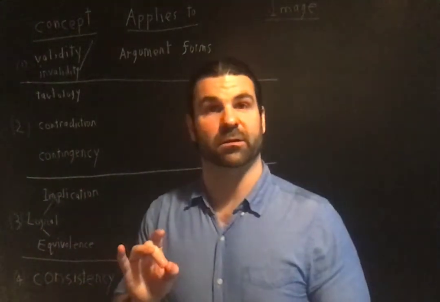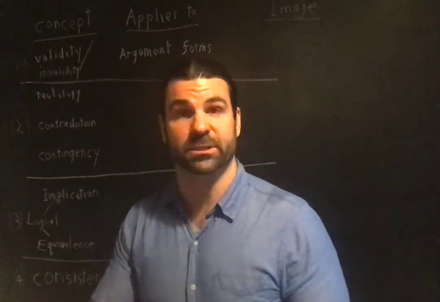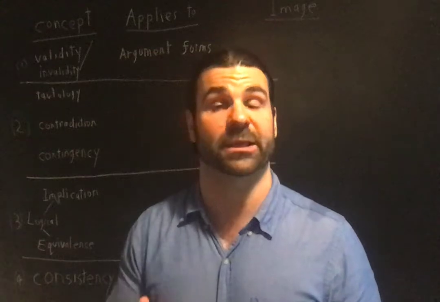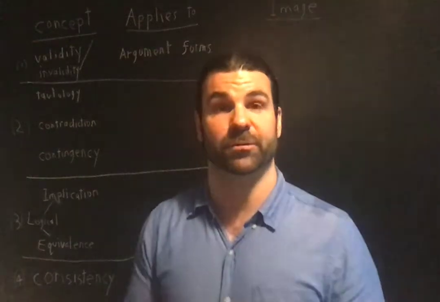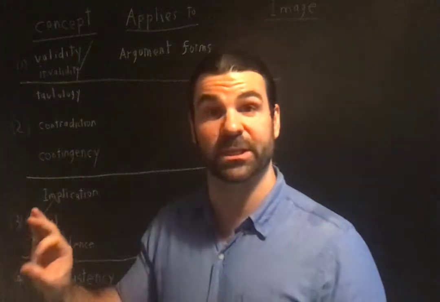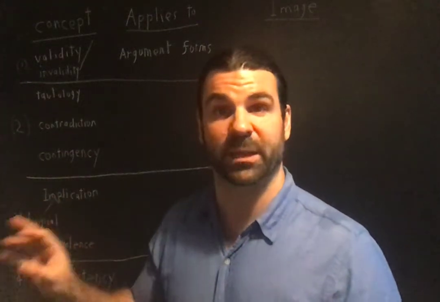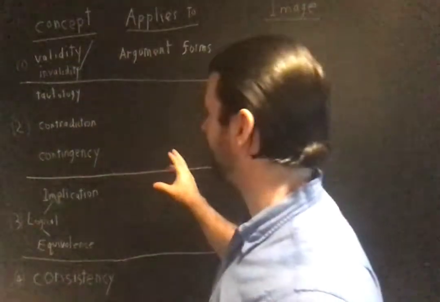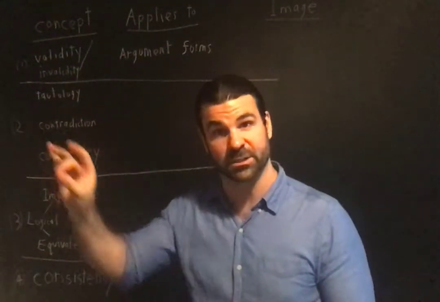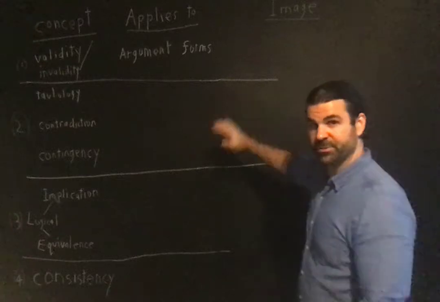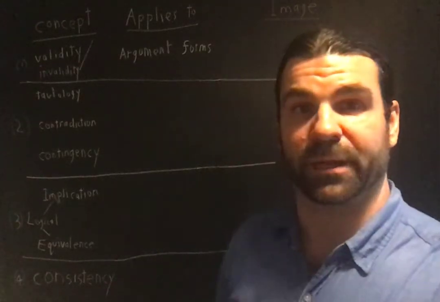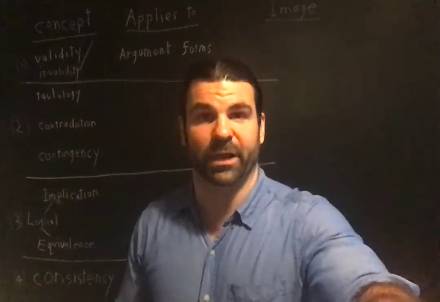To get clear on what all these concepts are, you have to get clear on what they apply to, and you'll be making category mistakes if you apply, say, the concept of validity or invalidity to a statement form, or if you apply tautology or contradiction to an argument form. It's a category mistake. These concepts separated by different lines here apply to different things. So I'll run through that.